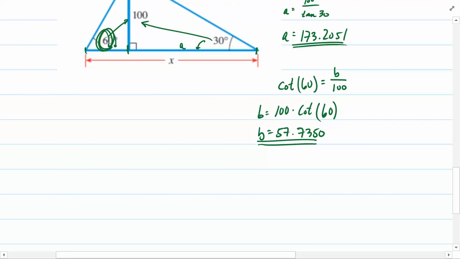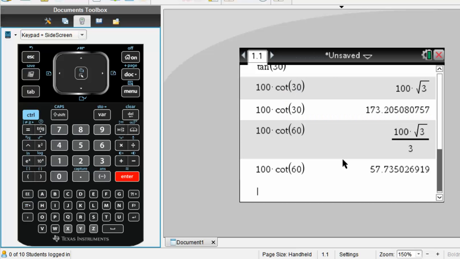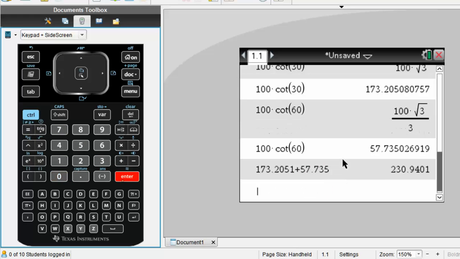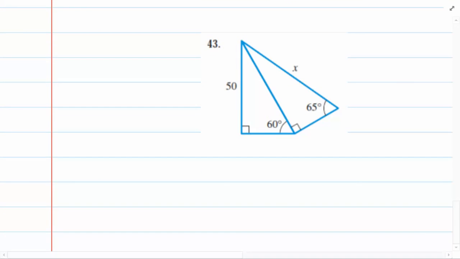And so now that we've identified what A and B both are, we can add those together to find X. So we have 173.2051 plus 57.735, and that totals 230.9401. That's the total length for side X. Let's see if we can work through number 43.